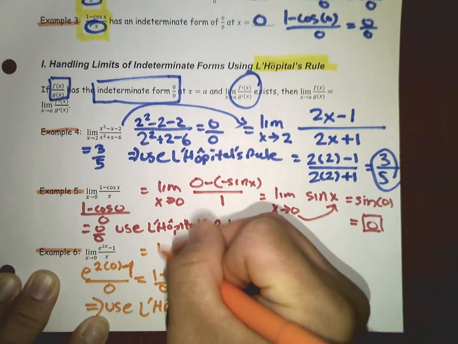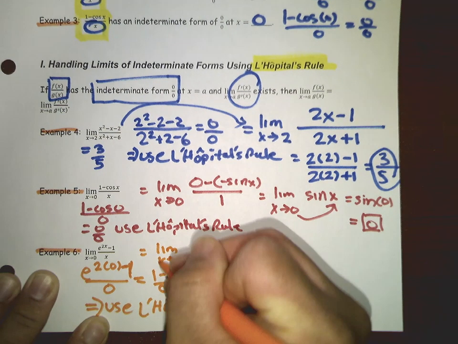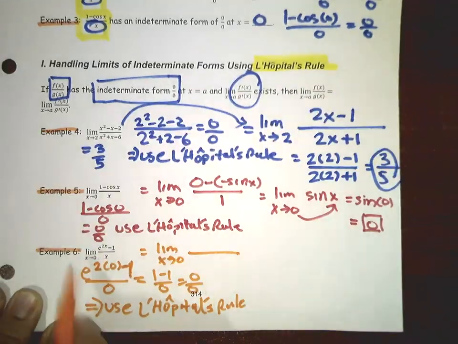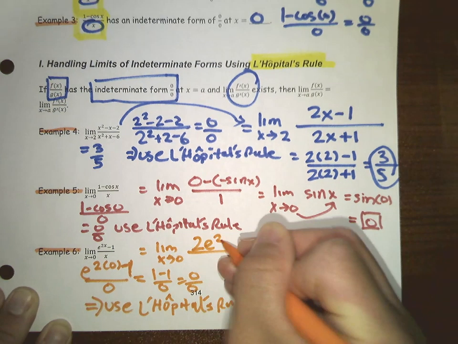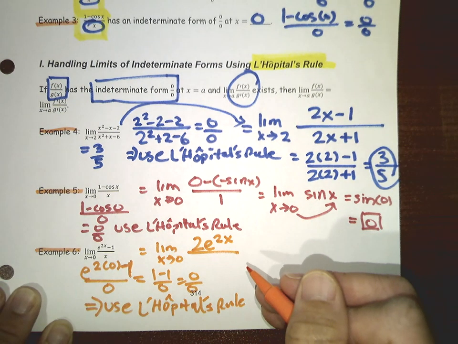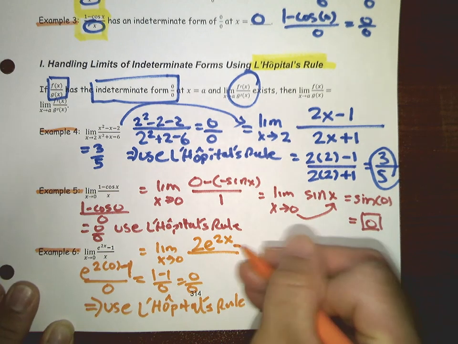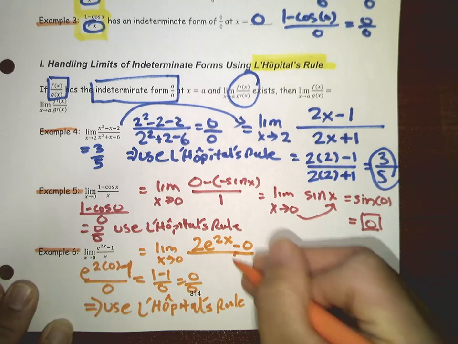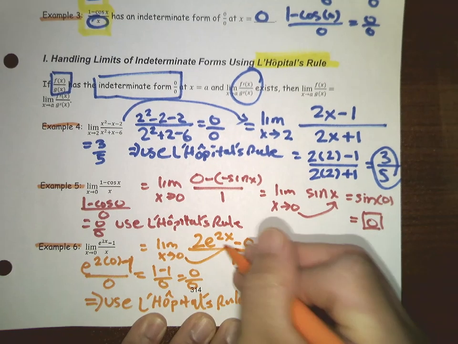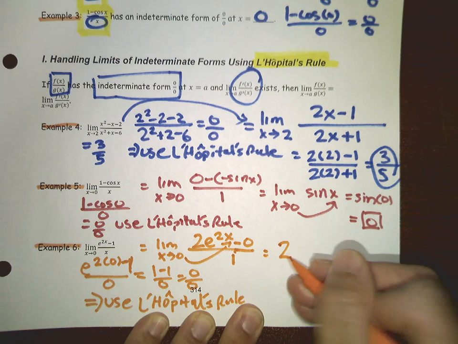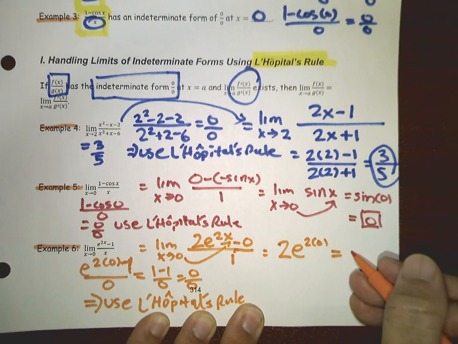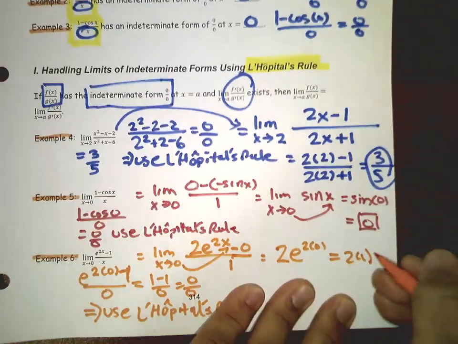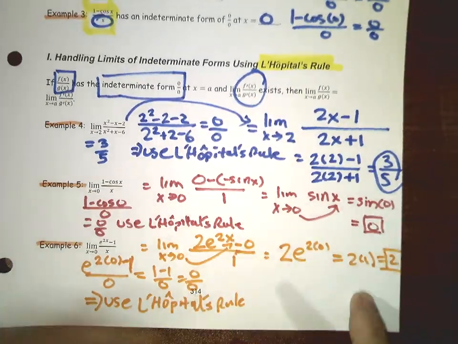So now let's find the limit as x approaches 0 of the derivative of the numerator over the derivative of the denominator. The derivative of e to the 2x is 2e to the 2x. Then the derivative of 1 is 0, so minus 0. And then the derivative of x is 1. And then we can substitute in the 0. So we have 2e to the 2 times 0. That will give us 2 times 1, or 2. So this limit is equal to 2.